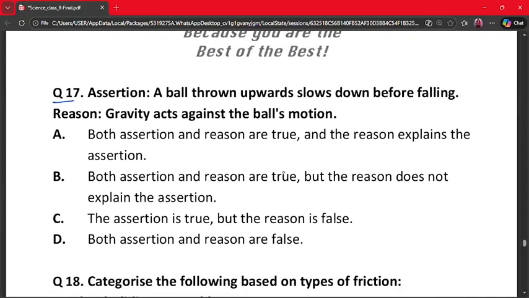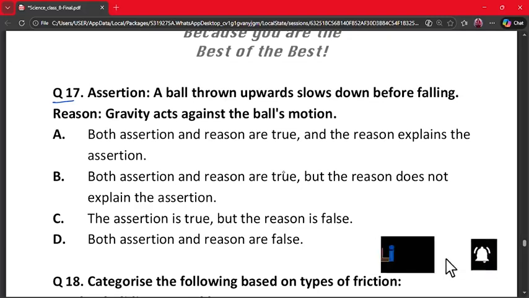Assertion: a ball thrown upwards slows down before falling. Reason: gravity acts against the ball's motion. A. Both assertion and reason are true and the reason explains the assertion. B. Both assertion and reason are true but the reason does not explain the assertion. C. The assertion is true but the reason is false. And D. Both the assertion and reason are false.